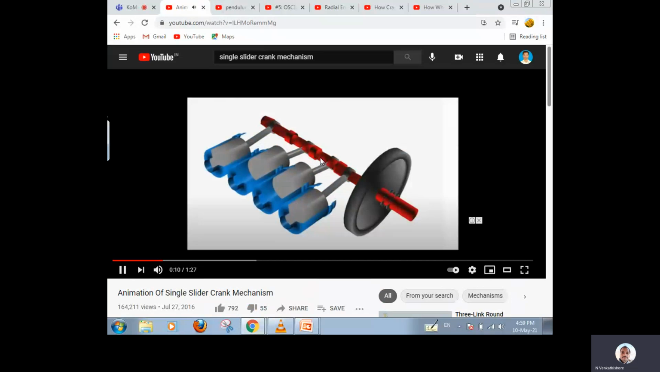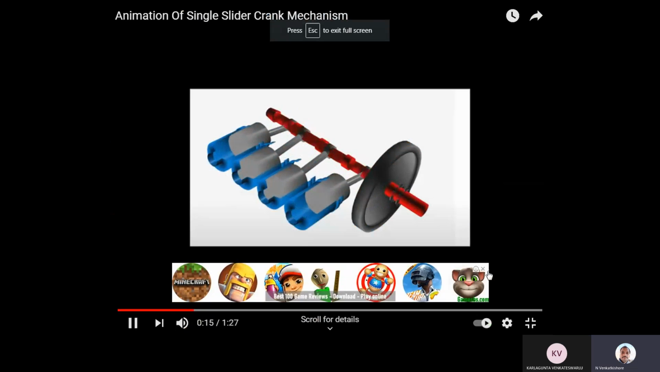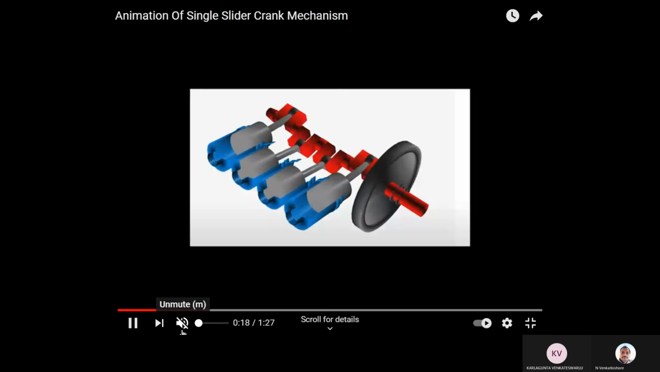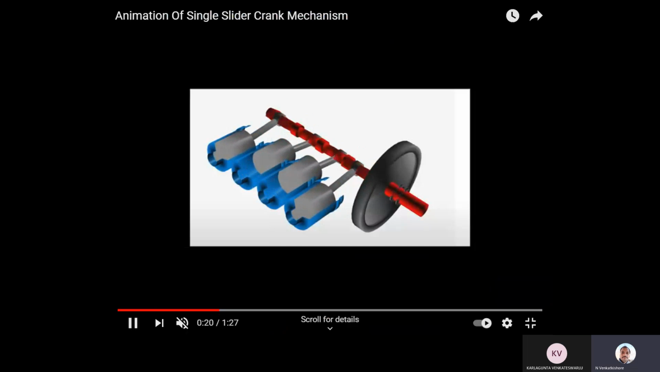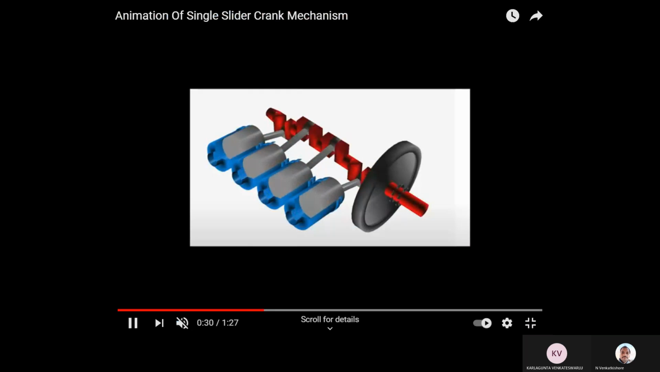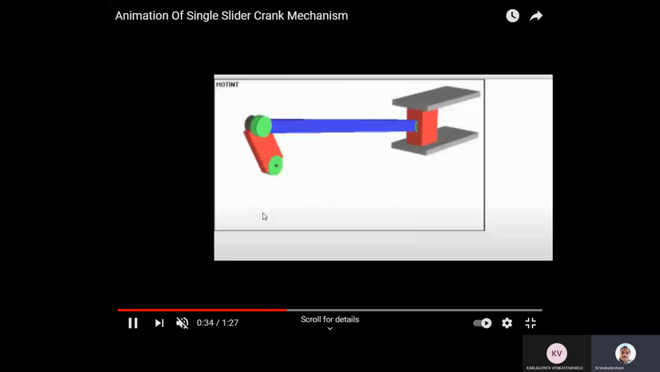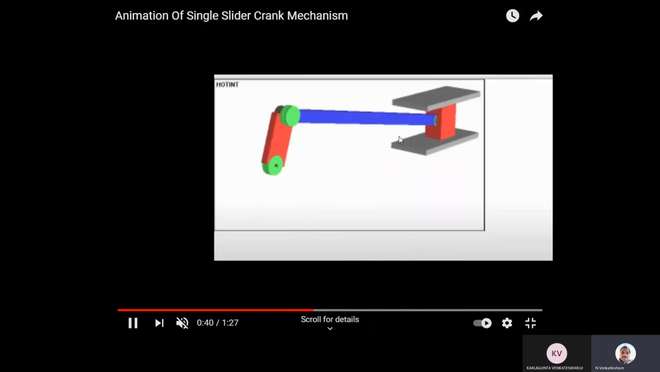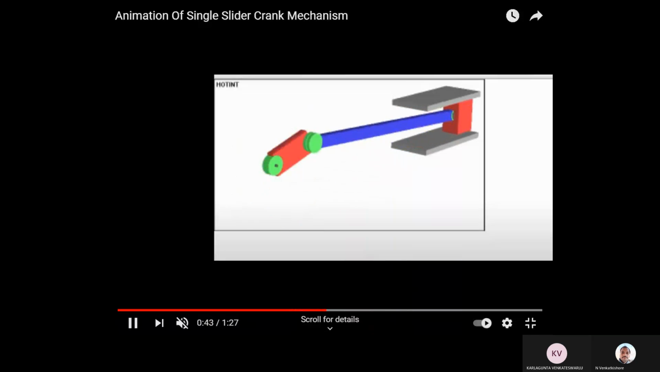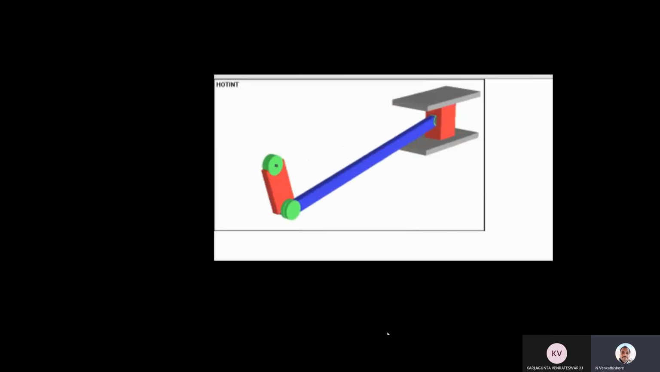This is the animation of the single slider crank mechanism. This is the rotary crank, the orange color. It forms the connecting rod through reciprocation. So rotary to reciprocating.